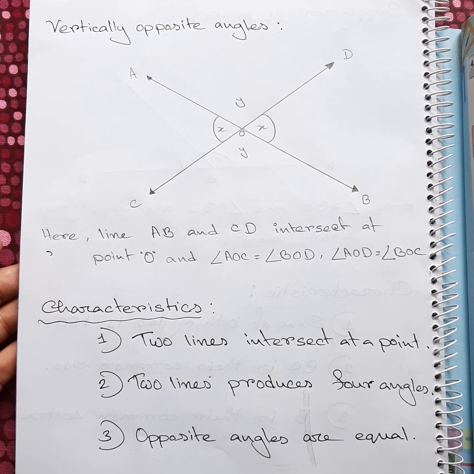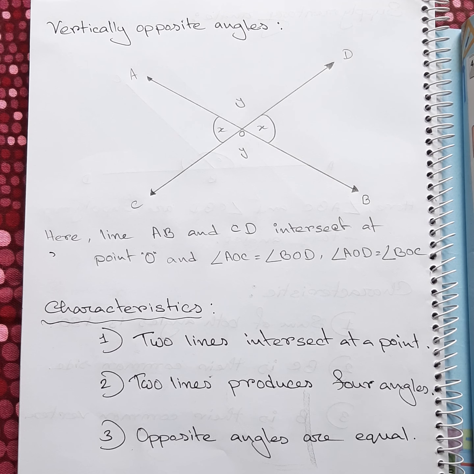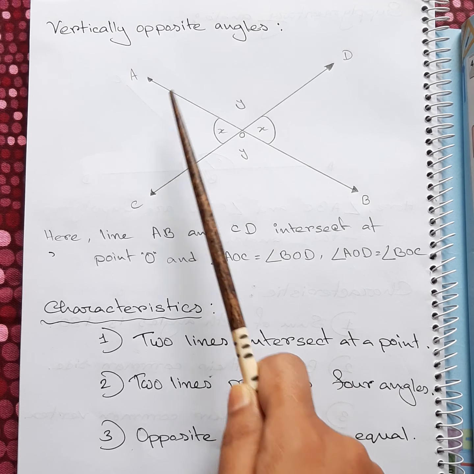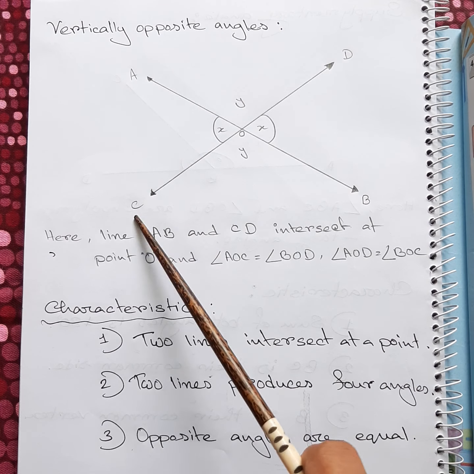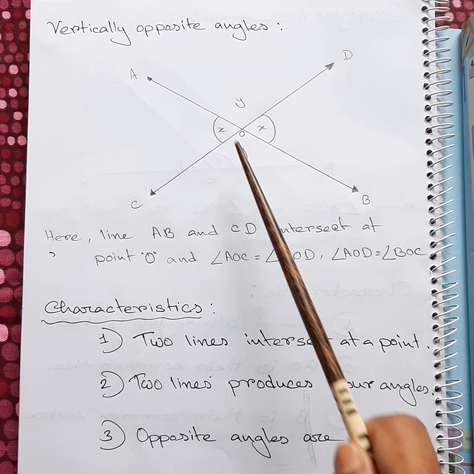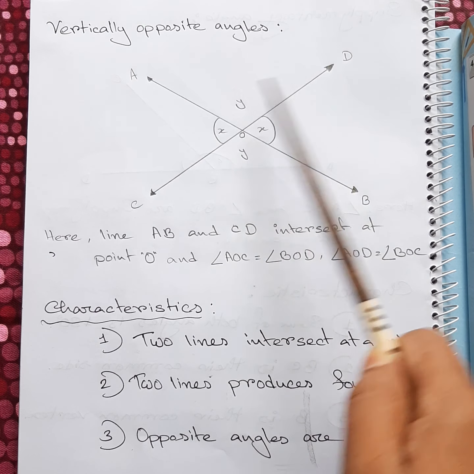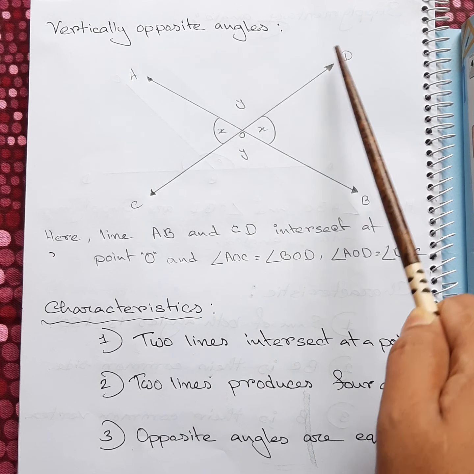And this one is not less important. Basically there are two lines. As they are line, I am giving you the arrow sign. Two line AB and CD intersecting each other at point O and producing four angles. That one, that one, that one and that one.